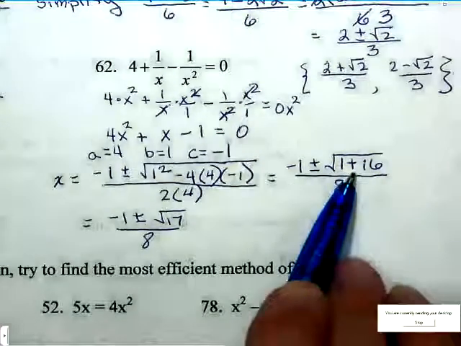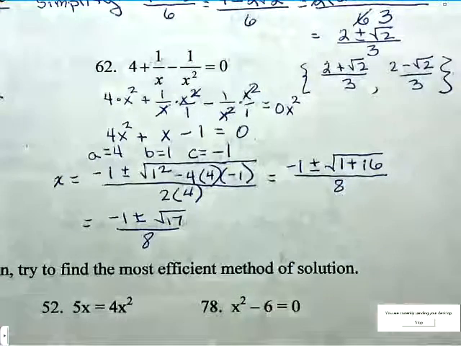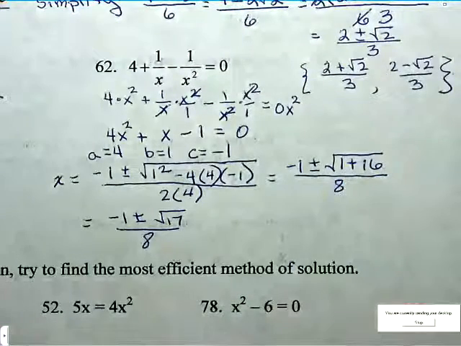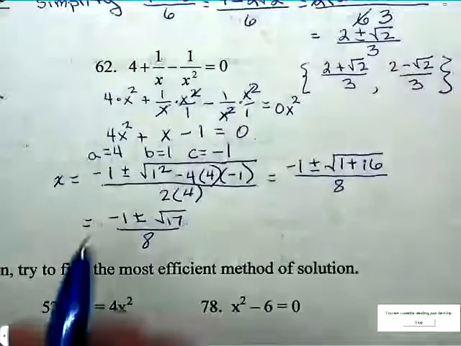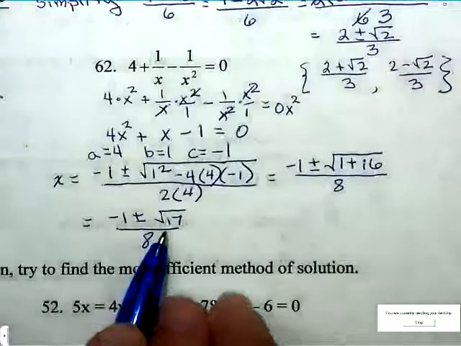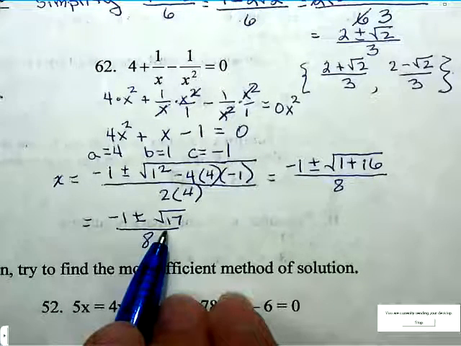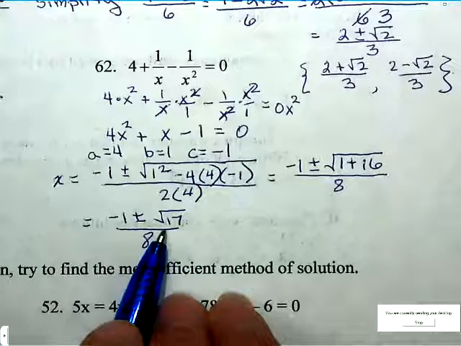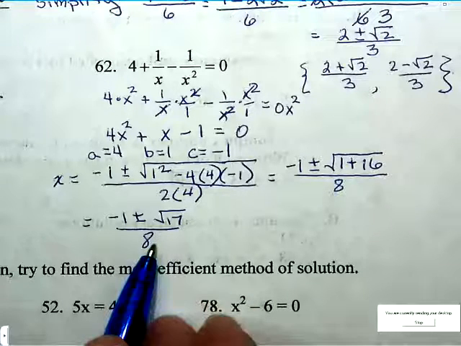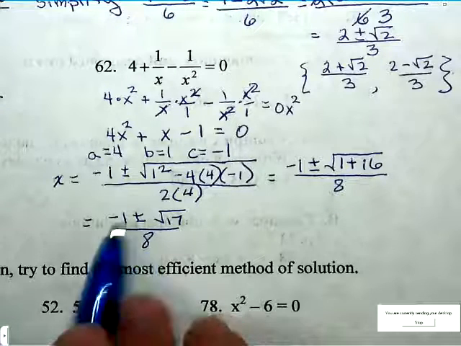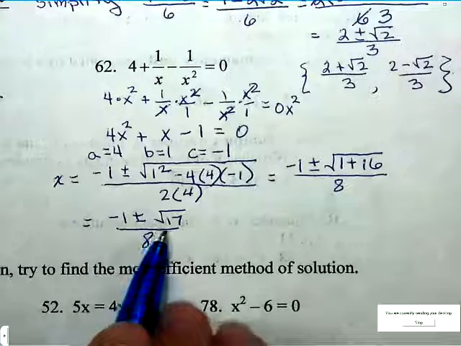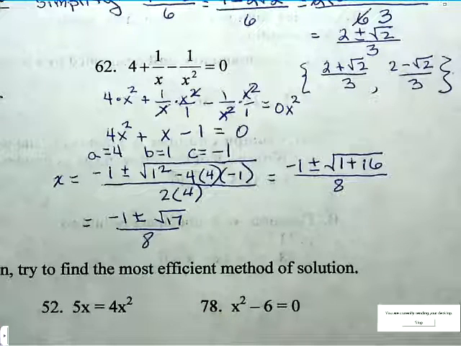Okay. And then see if it'll simplify any further. Does 17 have a factor that's a perfect square? No. So the radical won't simplify any further. Is there anything I can factor out of the numerator to cancel with this 8? No. So it won't simplify any further. That's the answer. -1 plus or minus square root of 17 over 8. And other than separating the plus and minus, that's exactly what you would put in my math lab.